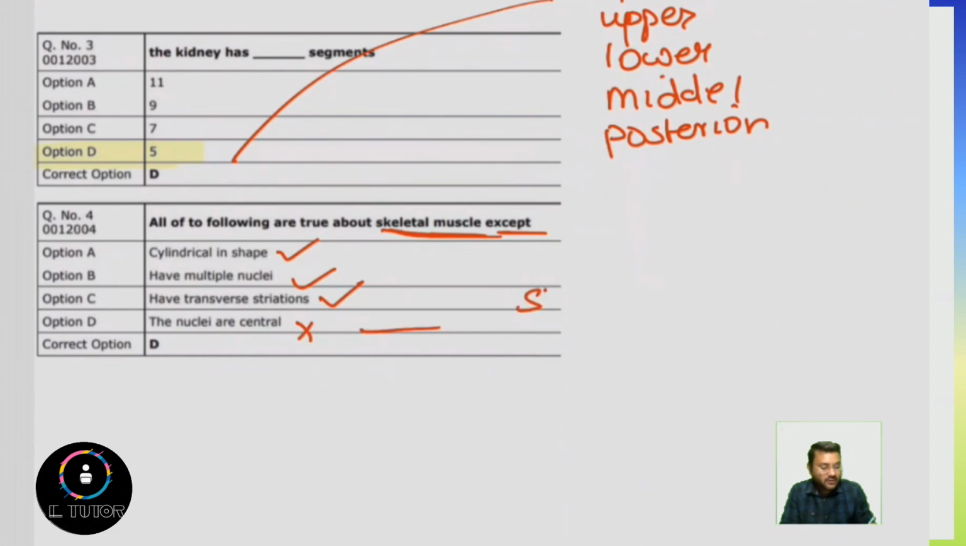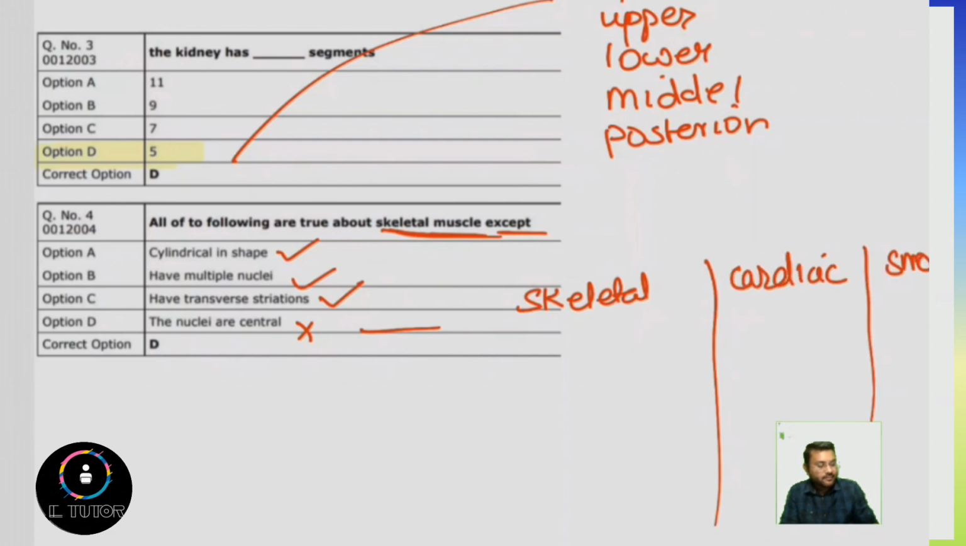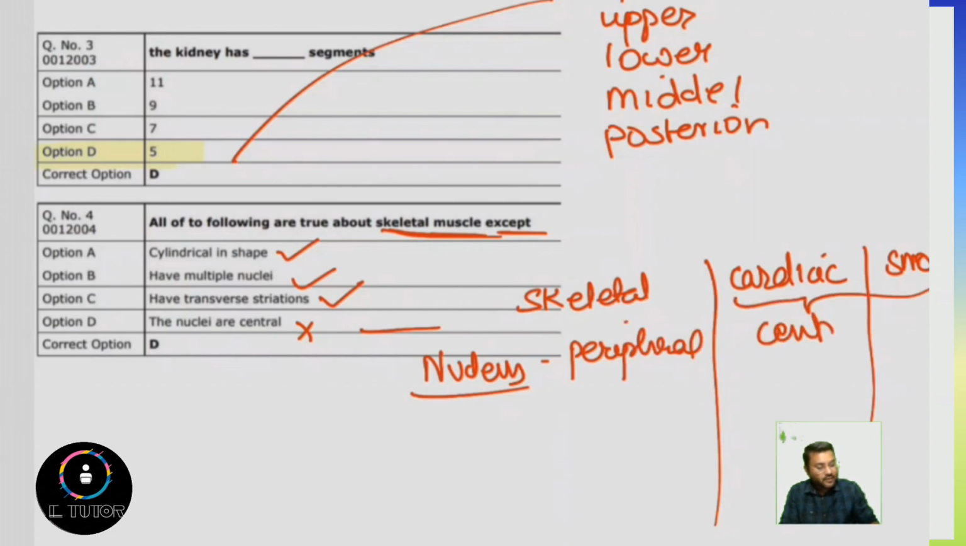And if we talk about the skeletal muscle and other cardiac and smooth muscles, in a skeletal muscle, nucleus is peripheral, and in cardiac and smooth muscle, nucleus is central. So central nucleus is not a feature of skeletal muscle. So the wrong option is the nucleus central, which is option number D. So the answer will be option number D.